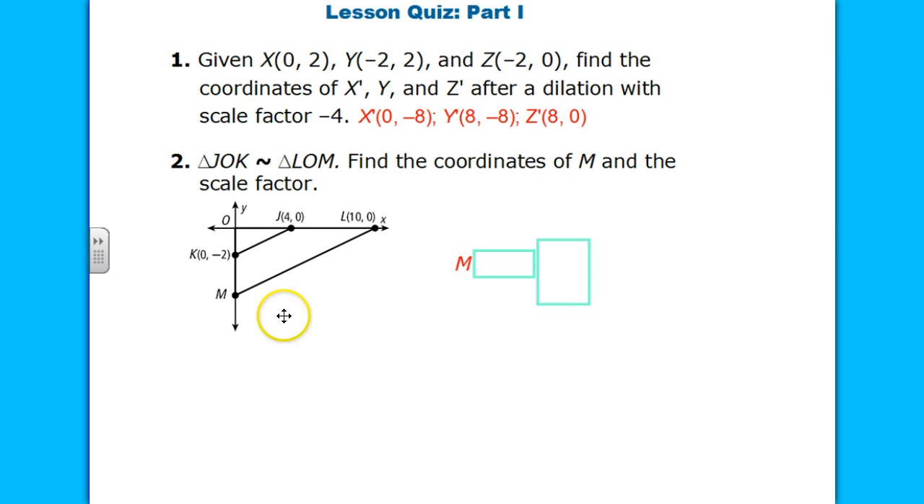Good job. Find the coordinates of M and the scale factor. Okay, so our scale factor is 5/2 or 2.5, and the coordinate is 0, -5. Okay, not a long assignment. Good job.